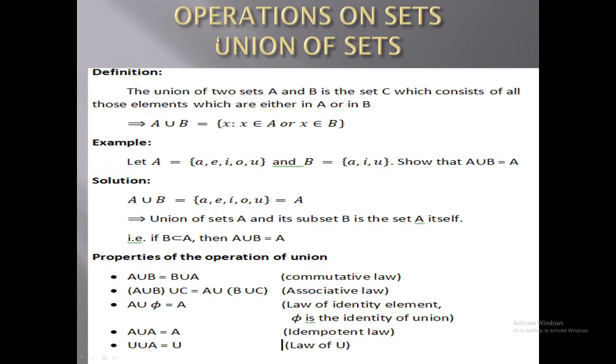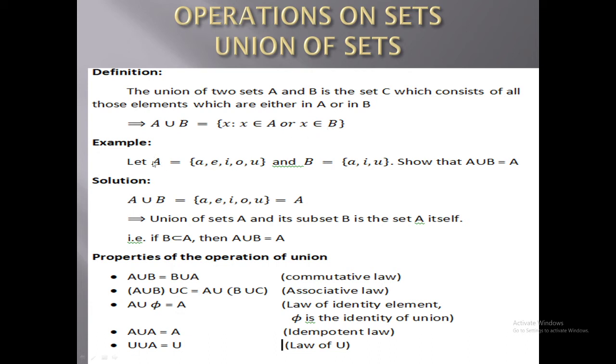In this slide I am trying to explain the operations on sets. First operation we are going to see is union of sets. The union of two sets A and B is the set C, which consists of all those elements which are either in A or in B. We write it as A union B equal to set of all x such that x belongs to A or x belongs to B. It either belongs to A or belongs to B.